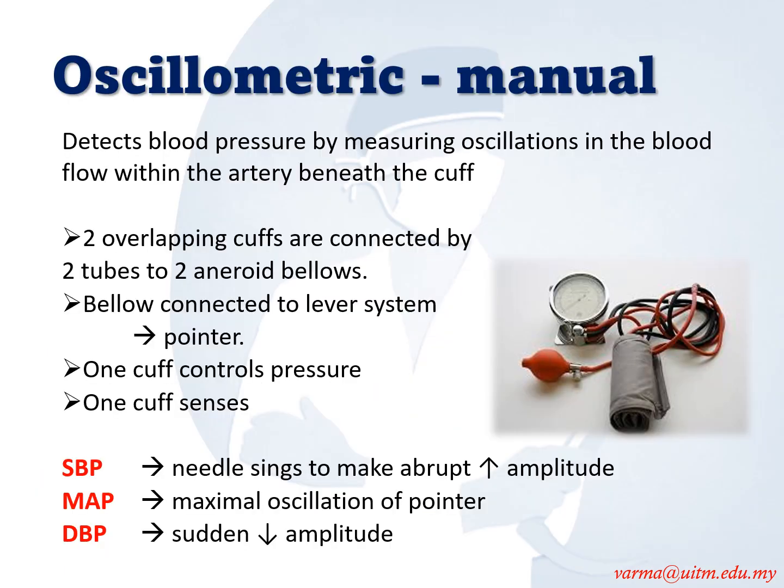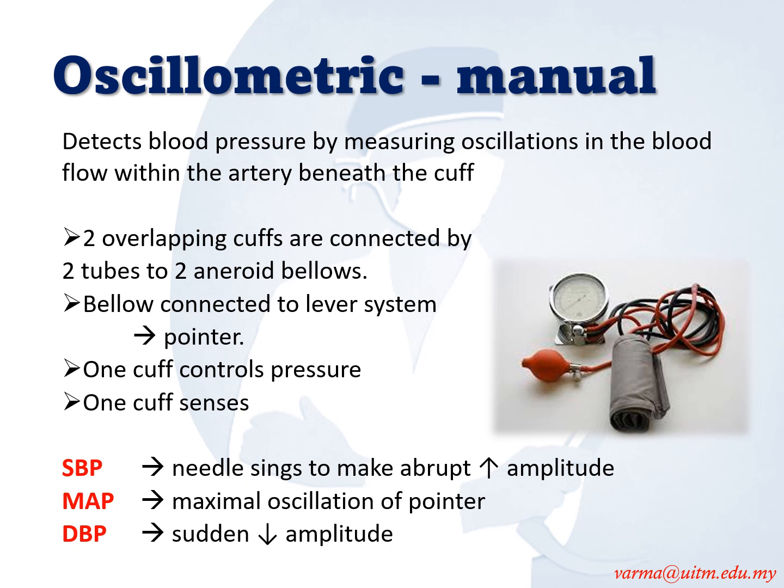Next, we move on to the oscillometric manual method. It is detection of the blood pressure by measuring oscillations in the blood flow within the artery beneath the cuff. It is almost similar to the auscultatory method, differing only in that in the auscultatory method we are listening to the Korotkoff sound, whereas here we are sensing the oscillation in the blood vessels during the different inflation and deflation phases of the cuff.